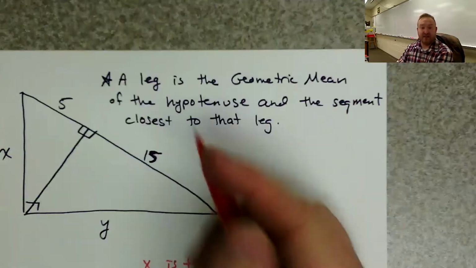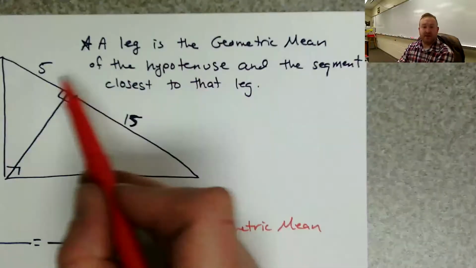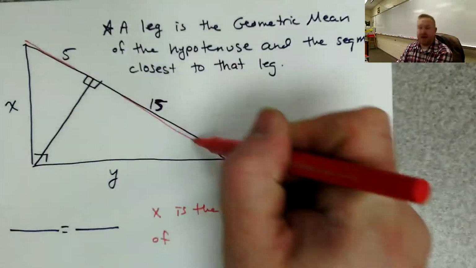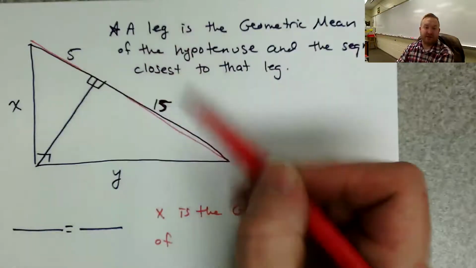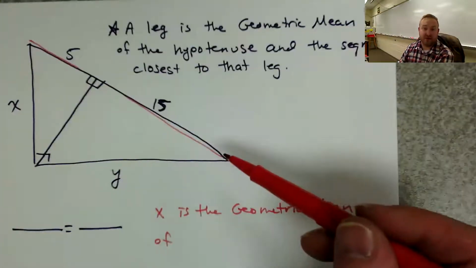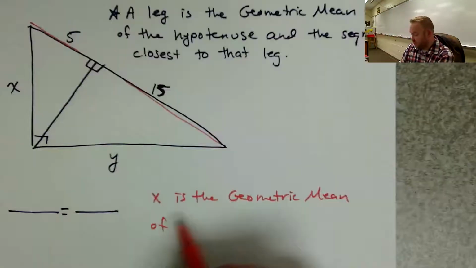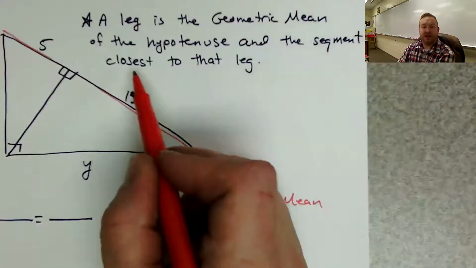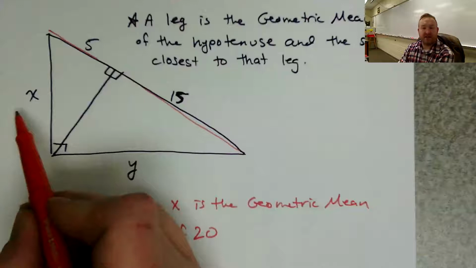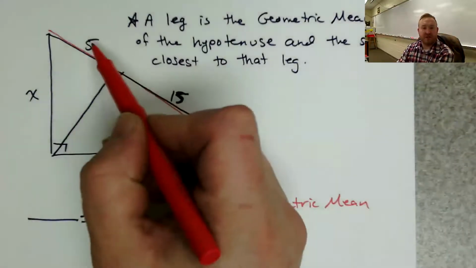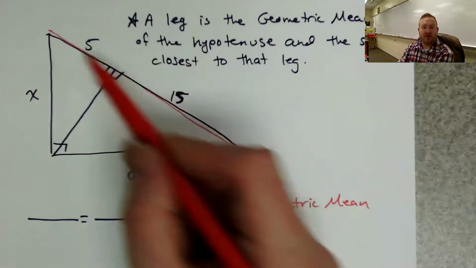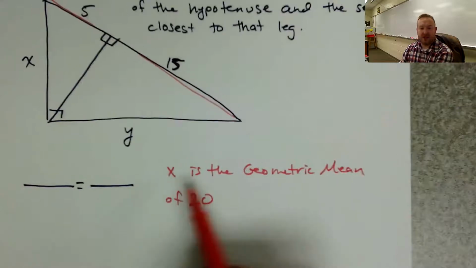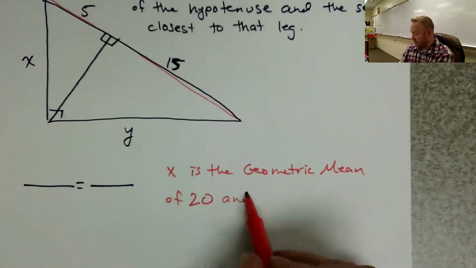of the hypotenuse, and that means the whole hypotenuse. Now ask yourself, if this part's 5 and this part's 15, how long is that whole hypotenuse? Did you get 20? Good job. So the hypotenuse is 20. X is the geometric mean of 20 and the segment closest to that leg. Here's x, this is the leg we're using. There's two segments to choose from, 5 and 15. Which one of those is closest to x? Did you say 5? Good job. So x is the geometric mean of 20 and 5.